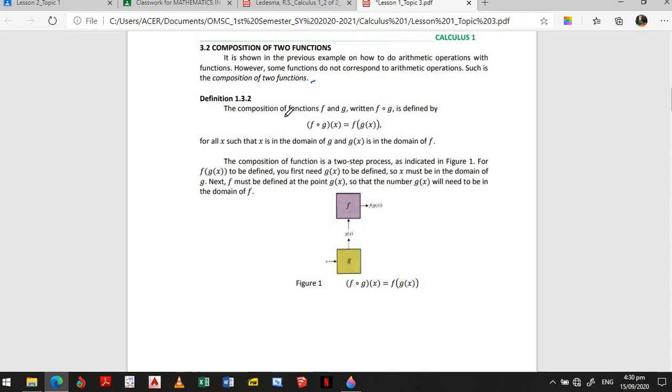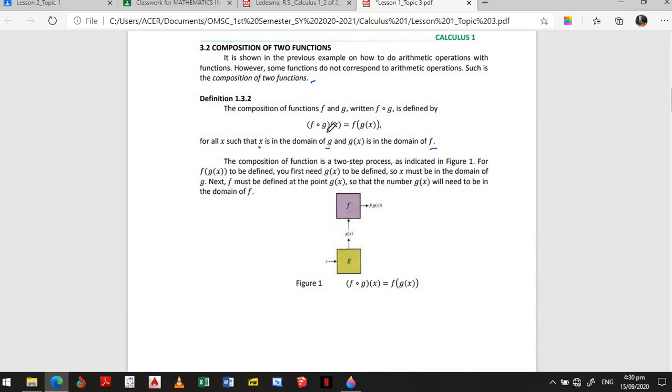We have here our definition: the composition of functions f and g is defined by (f composed with g) of x is equal to f of g of x. That is for all x such that x is in the domain of g and g of x is in the domain of f. Okay? Tandaan po natin, dapat po ang x natin is in the domain of our g. Then our g of x also is in the domain of our f. Okay? Parang two-step process po siya.